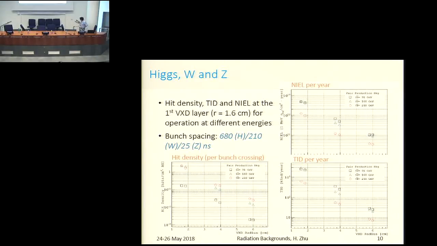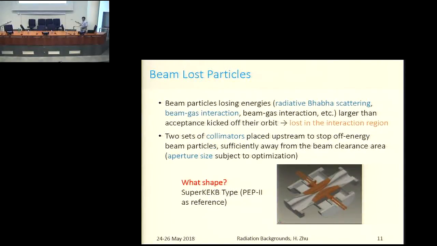Similarly, we repeat the same calculation for NIEL and TID. The NIEL for the Higgs is something about 1 to 2 times 10 to the 12th 1 MeV neutron equivalent per square centimeter, and those numbers are per year. And TID is less than 600 krad per year. I'm going to continue a little bit and tell you the combined results a bit later, because we also have other backgrounds.